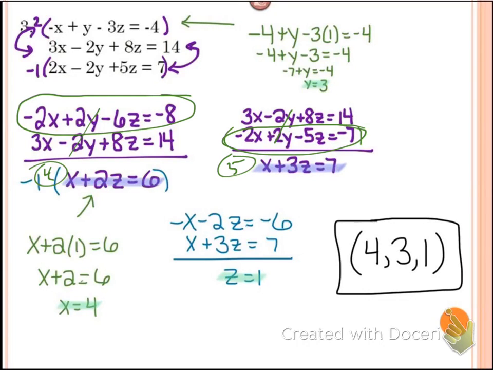And if you chose to eliminate x's, you would have gotten this. So if you did that route and you didn't get 4, 3, 1, then you can check your work. If you didn't, like I said, you're going to have to go back and just go through and make sure that you added all your numbers correctly and kept your signs the same. You have to understand that if you did not get 4, 3, 1, you obviously did something incorrectly.